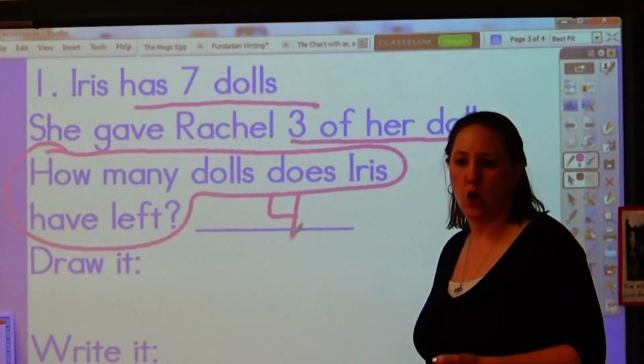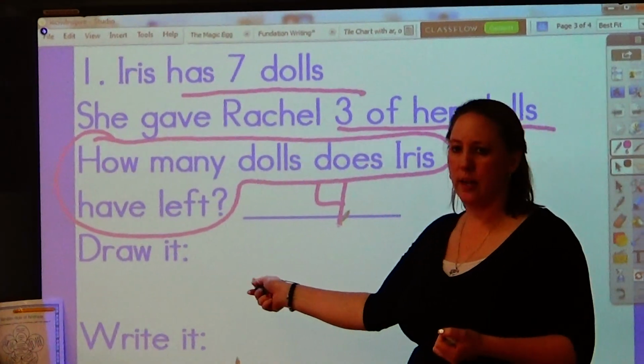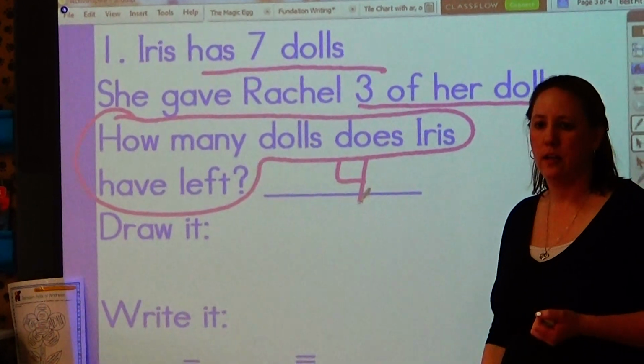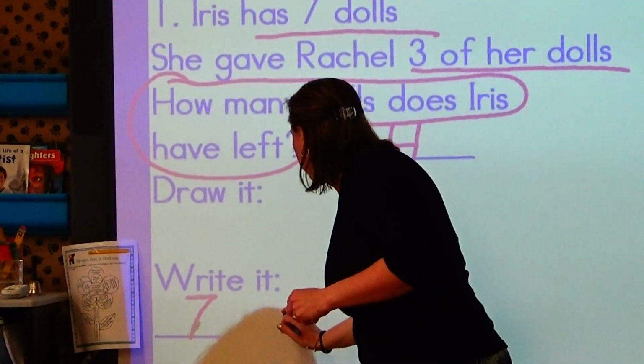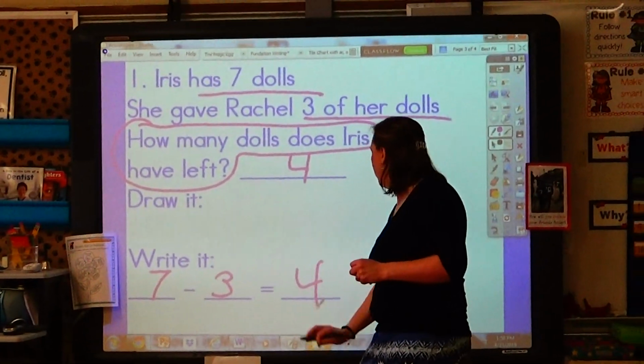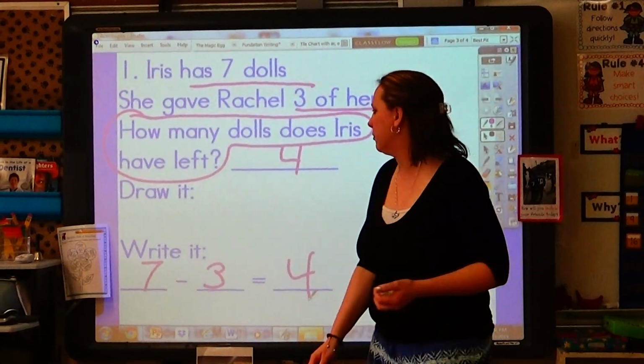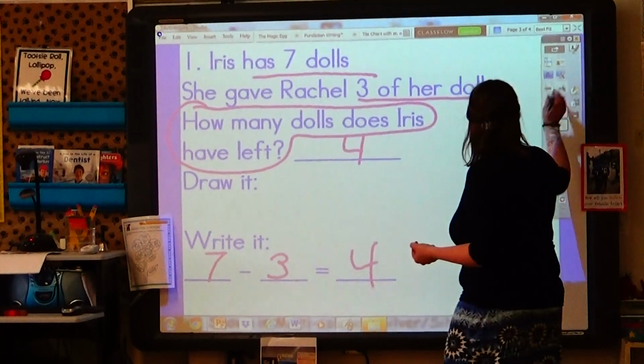4 dolls. So we're not going to draw it this time. We're just going to write it. And then on our next problem, we'll go ahead and draw it. We have 7 minus 3 equals 4. Good job, guys. You guys are doing great with this. Let's draw for the next one.